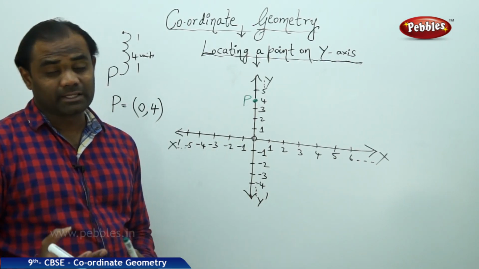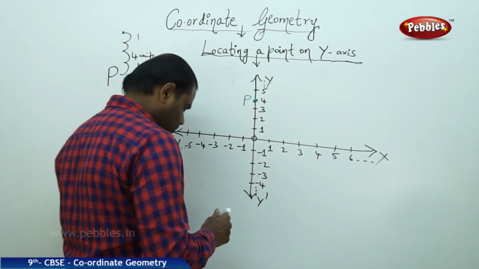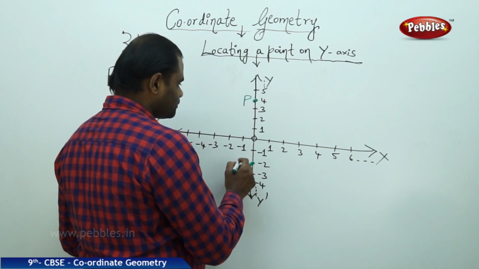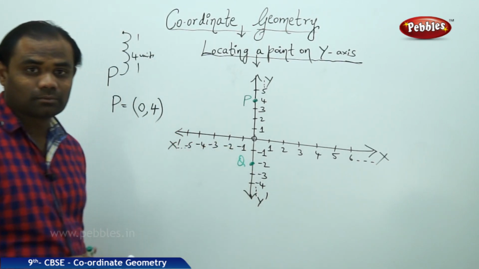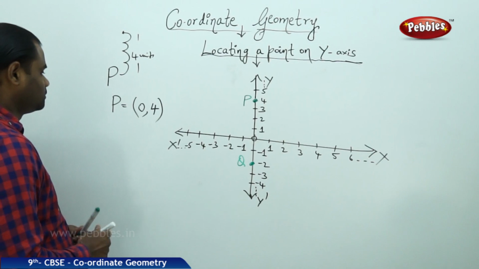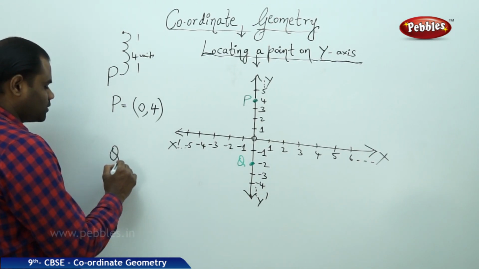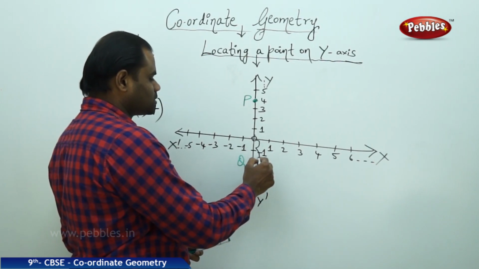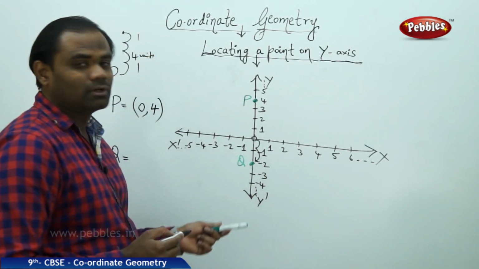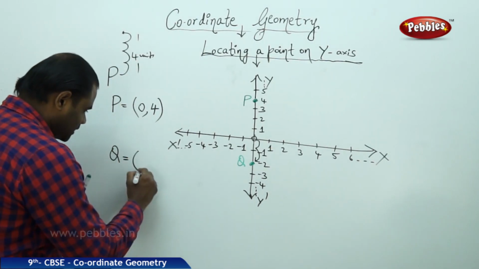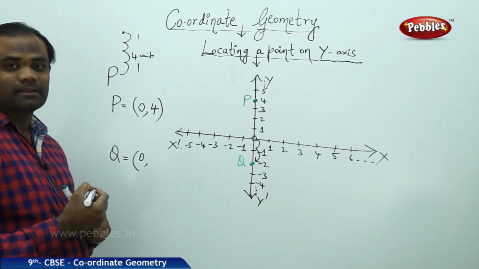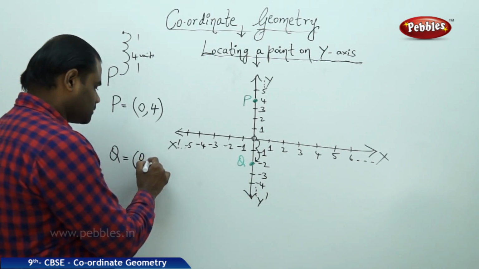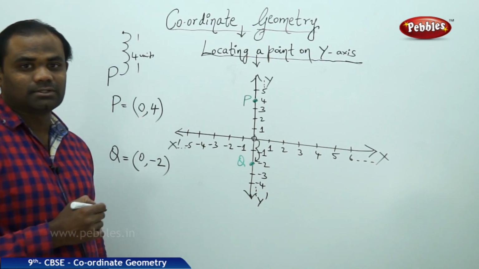Let's try with another example. For example, I have a point out here which is denoted by Q. Let's see the coordinates of Q. As in the case of P, I see that Q jumps 2 units down, and therefore, without affecting the value of x, which remains 0, the y gets affected by moving 2 units down to the negative side, and hence my Q is this.